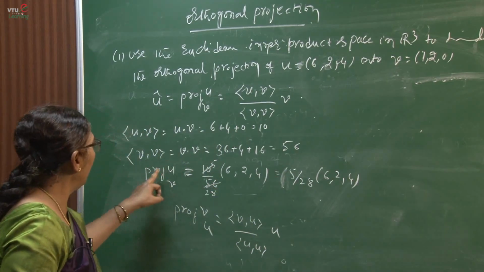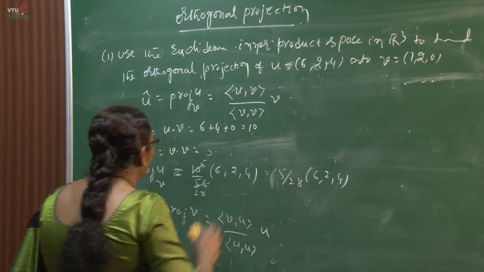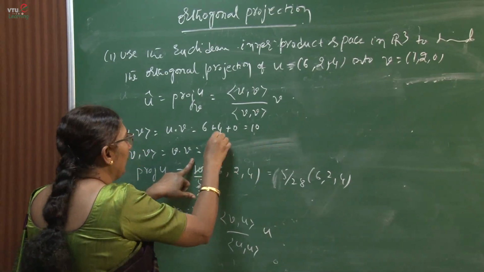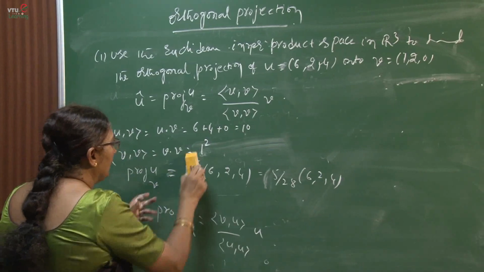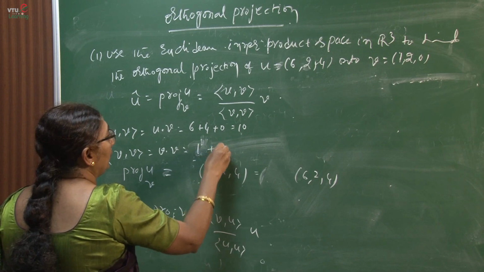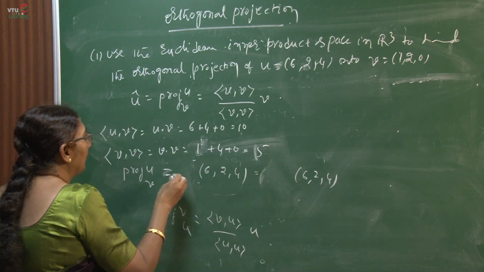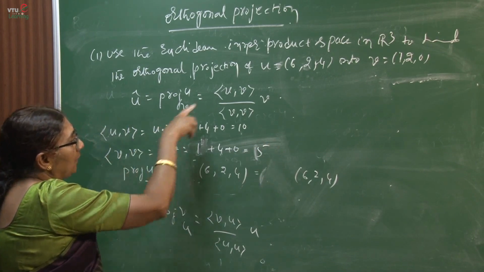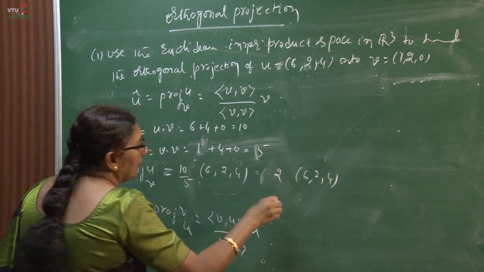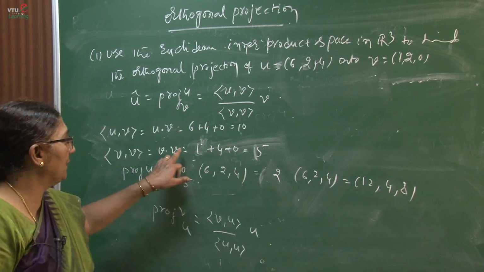Yes, the projection we did, no, one minute. Here we made a mistake. It should be v dot v. The inner product of v dot v is 1 square, which is 1, 2 square is 4, plus 0. Yes, this is 5. I made a mistake here. Proj of u with respect to v: the inner product of u comma v is 10 divided by 5, which is 2. Take 2 inside the bracket: 2, 4, 0. Sorry, I made a mistake here.